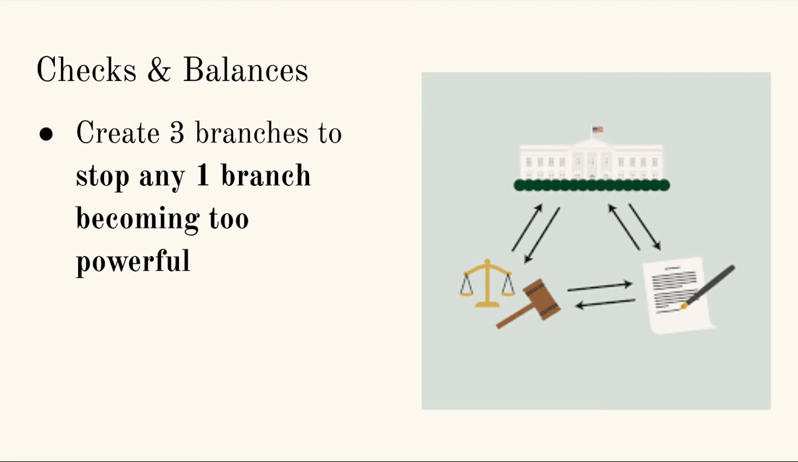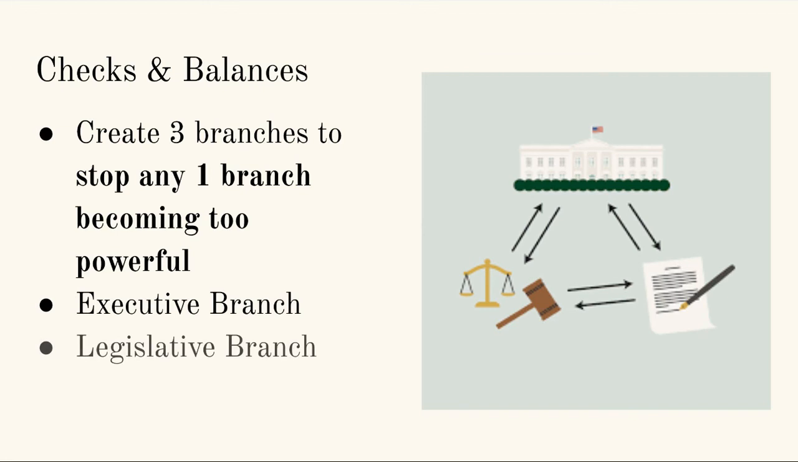So, again, I would write this down. You need to know they create three branches. You need to know that no one branch can be too powerful. There's some type of safeguard in place. These next bullet points you could write down if you wanted to. We're going to go more in depth with them on the next couple slides, so you could skip them if you wanted. Okay, but those three branches are called the executive branch, the legislative branch, and the judicial branch.